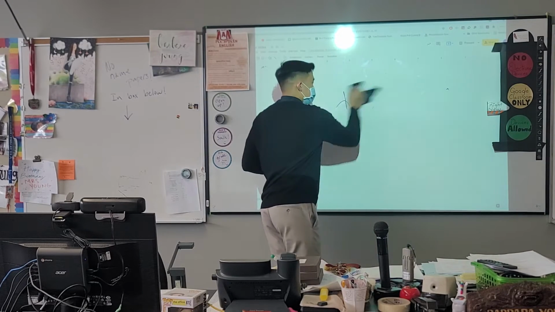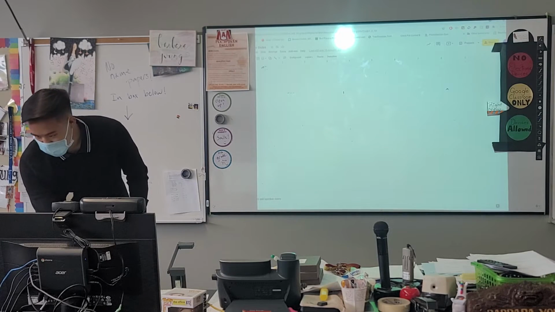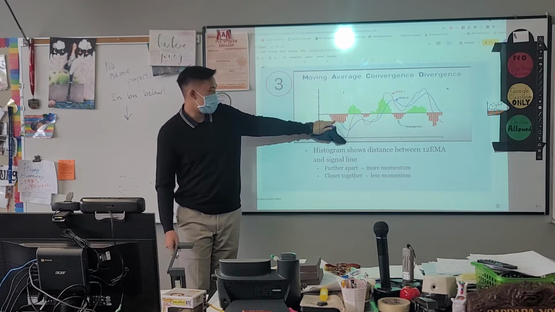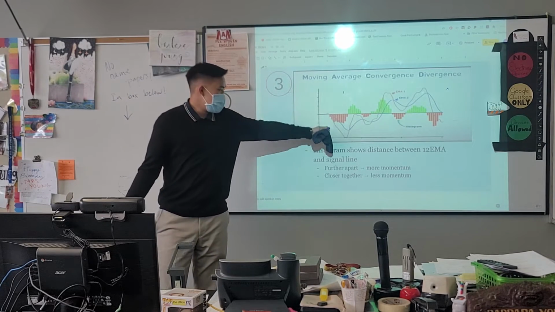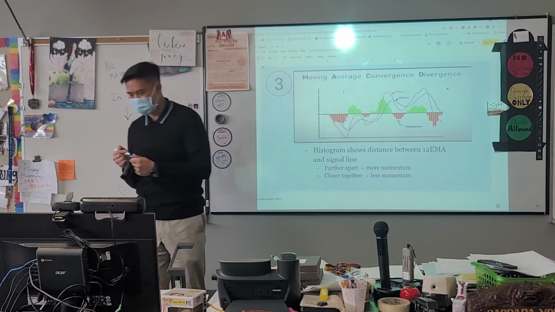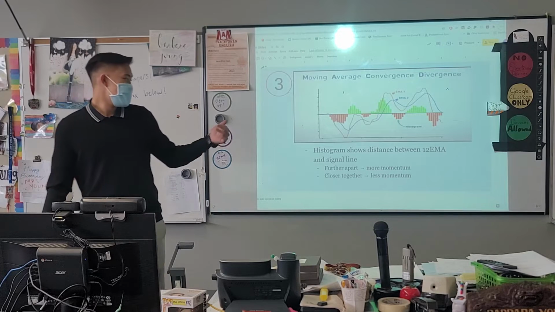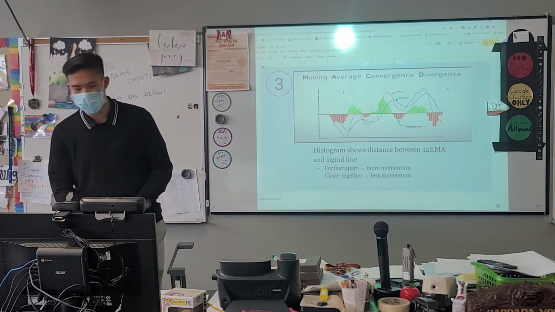So that was the second step, or second piece of the MACD indicator. The third piece, histogram. The bars in the middle, it shows the distance between the shorter EMA, the 12 EMA, and the 26 EMA, also called the signal line. Further apart, more momentum, and then if they're closer together, price has less momentum. This could be to the upside or the downside.